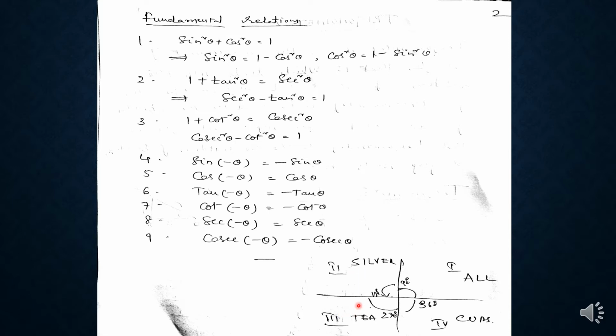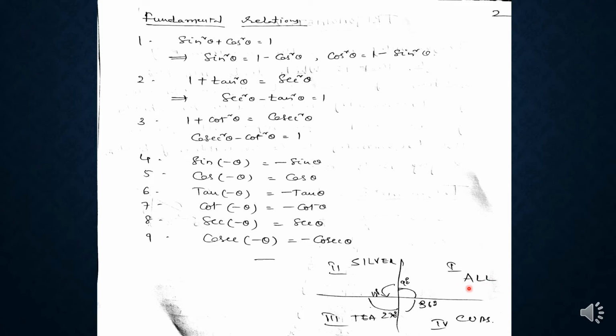And in the third quadrant, from 180 to 270 degrees, tan and its reciprocal 1 by tan, that is cot, tan and cot are positive, the remaining ratios are negative. Remaining ratios means sine, cos, secant, cosecant, these four are negative. And in the fourth quadrant, from 270 to 360 degrees, cos and its reciprocal 1 by cos, secant, these two are positive, and the remaining ratios are negative, that is sine, cosecant, tan, cot, these are negative.